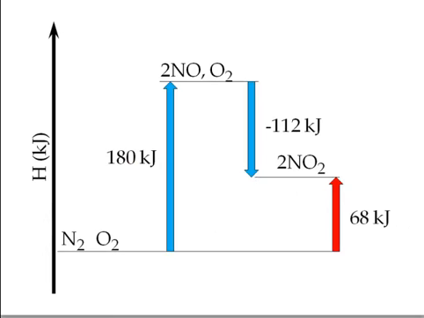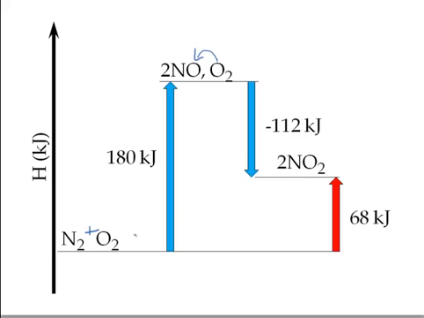I've got a diagram over here. So here's the first reaction. We get some N2 and O2 coming together, and what they make is 2 NOs, and that turns out to take 180 kilojoules of energy. All right, so that takes 180 kilojoules of energy. Then some oxygen is added to the NO, and that releases 112 kilojoules of energy.